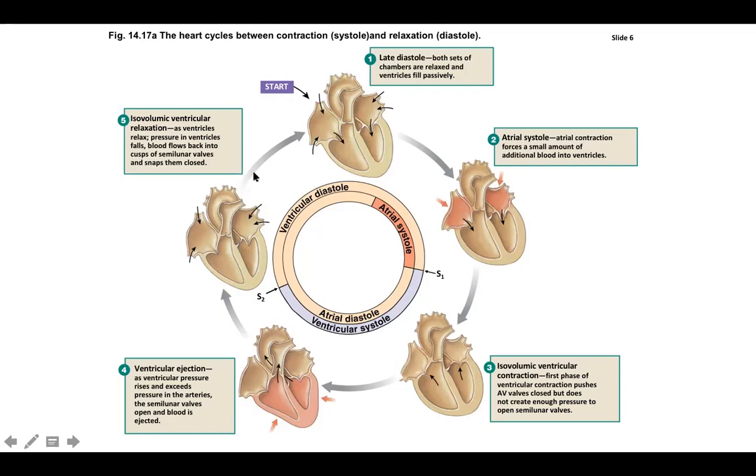Eventually, the ventricles relax so much that the pressure in the atria exceeds the pressure in the ventricles, and blood starts to flow in passively again. And that's when you get to late diastole.